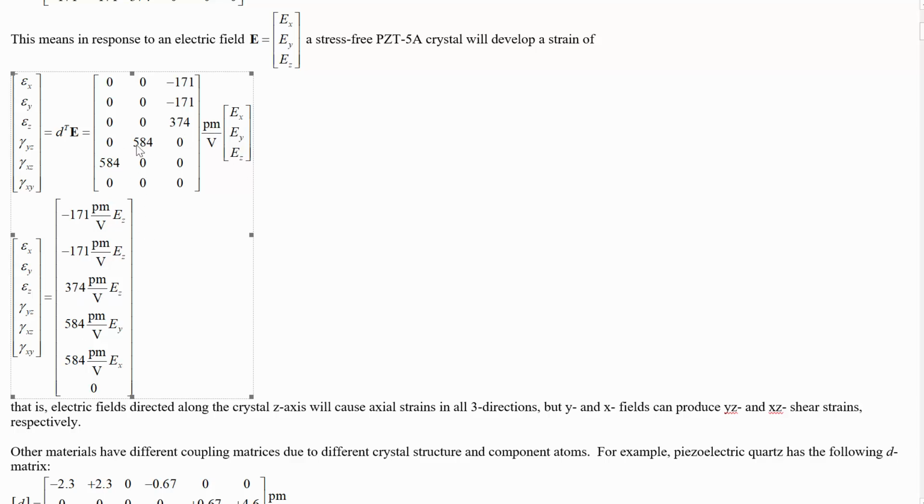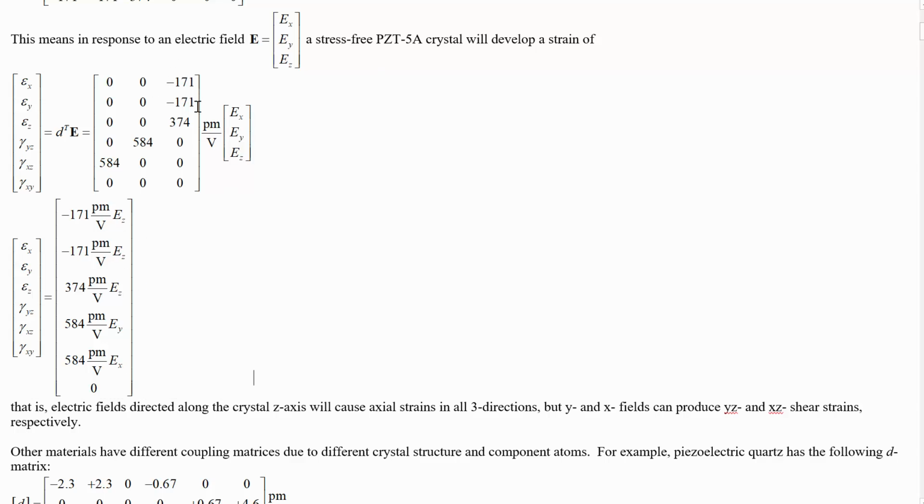Then the next one is going to be a 584. This is in the middle, so that means it's going to be giving us the Y component there. And the first one here, the fifth row, tells you that 584 Ex is responsible for, in Voigt notation, the fifth row, the XZ shear strain, and there's no XY shear strain producible by electric fields in PZT-5A from the piezoelectric effect. So, okay, what do we have here? We have Z fields.